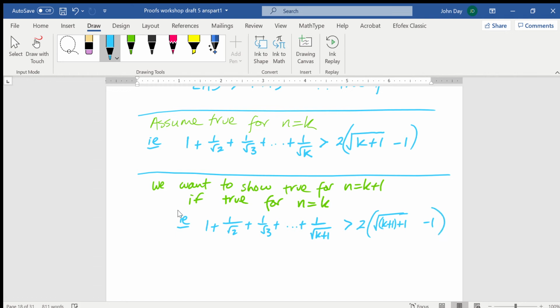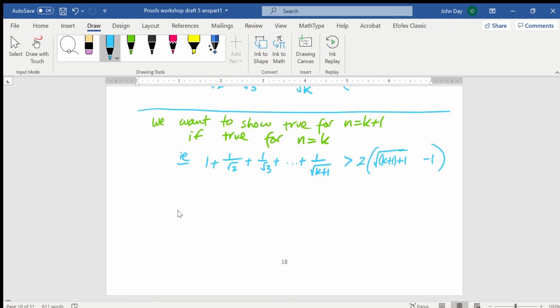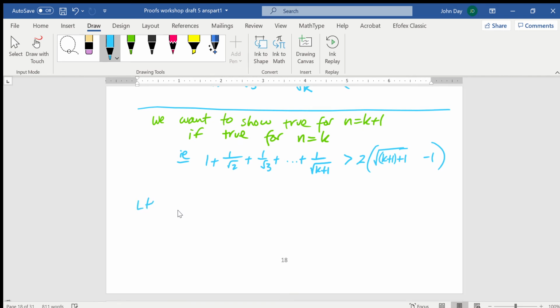All right, so let's just start off with the left-hand side of this thing we're trying to prove. The left-hand side is 1 plus 1 on root 2 plus 1 on root 3 plus ... plus 1 on root k plus 1 on root k plus 1, isn't it?